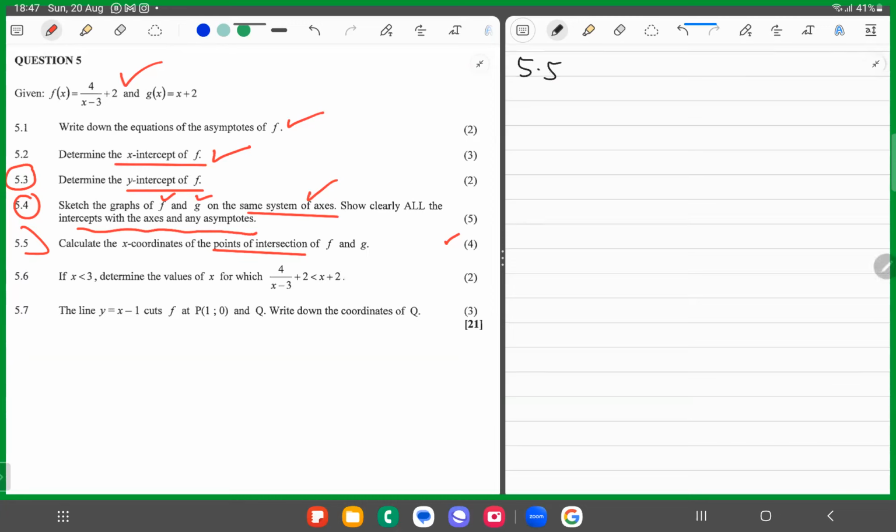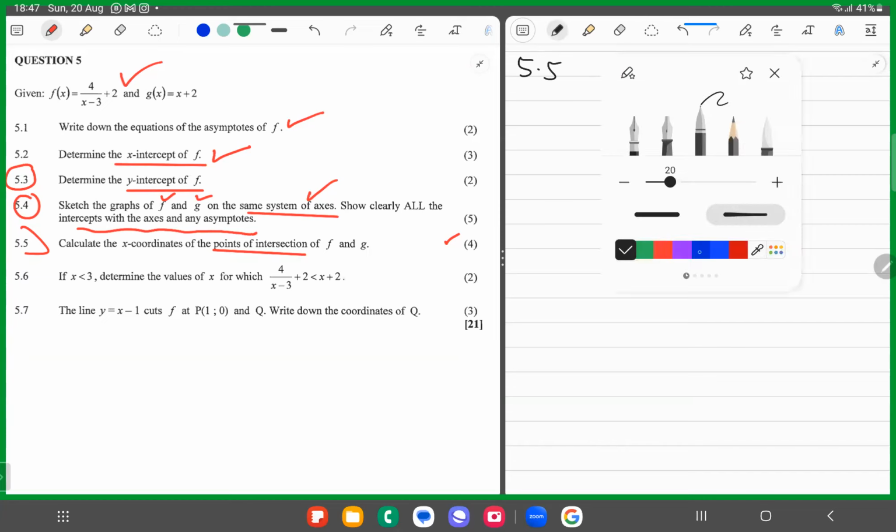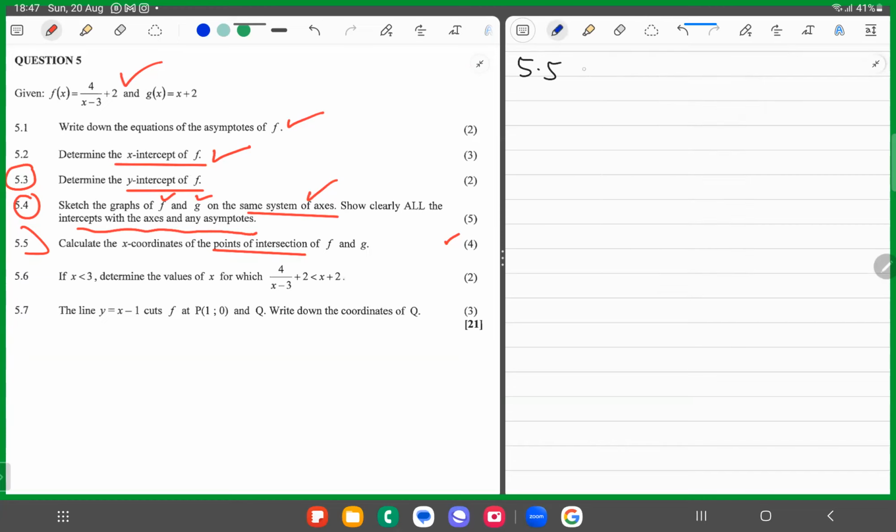Right, in 5.5, we're going to do the following and equate the two functions. So that would mean that f of x must be equal to g of x. What is f of x? It's 4 all divided by x minus 3, plus 2. What is g of x? It is x plus 2.